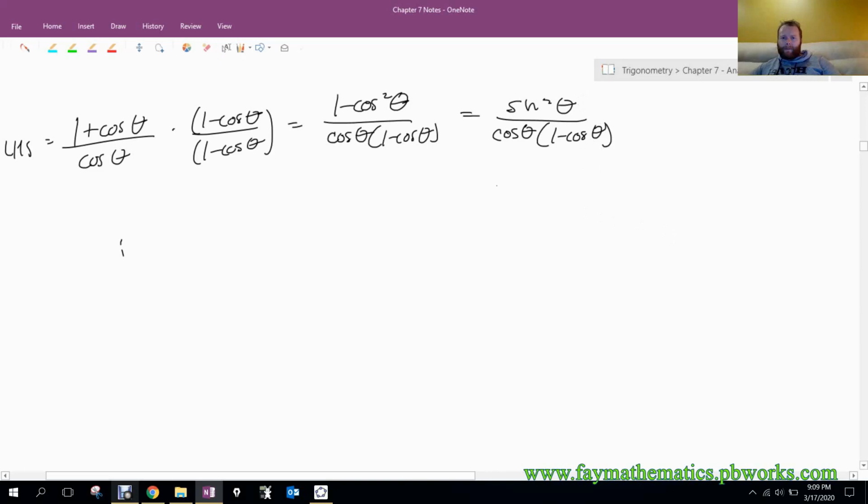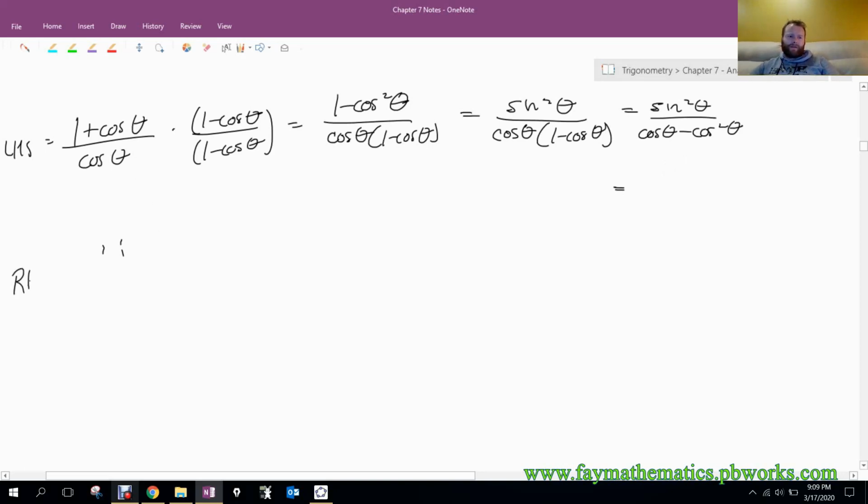I don't know, maybe do this. Sine squared theta. Now I get cosine theta minus cosine squared theta, so it's distributed the bottom. Well, let's just leave that there for the moment.